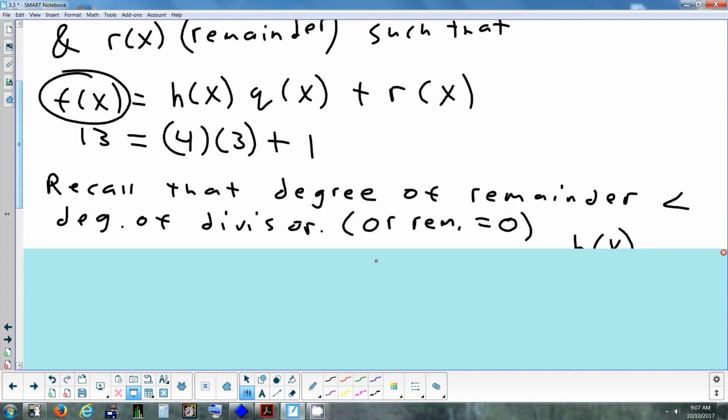Okay, remember that when we're dividing, the degree of your remainder always has to be less than the degree of your divisor, or the remainder comes out 0. That's how you know when to stop.